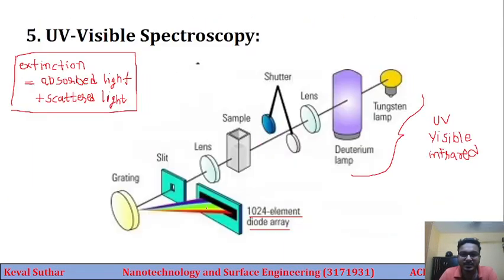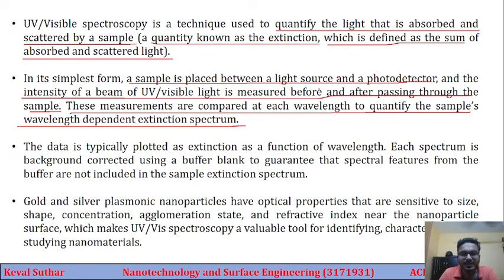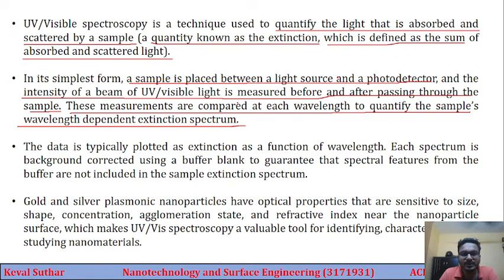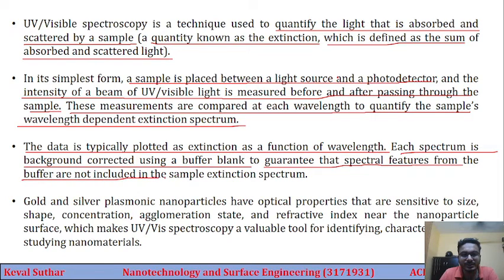So I hope you are getting this, that in this case the intensity of the beam is measured before and after passing through this sample, and these measurements are compared at each wavelength so that we can quantify the sample's wavelength dependent extinction spectrum. The data which is obtained here is typically plotted as extinction as a function of wavelength. Each spectrum is background corrected using a buffer blank so that it can be guaranteed that spectrum features from the buffer are not included in the sample extinction spectrum.